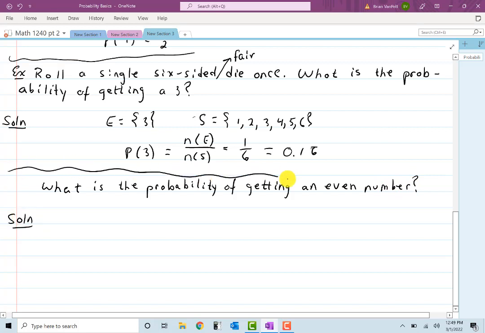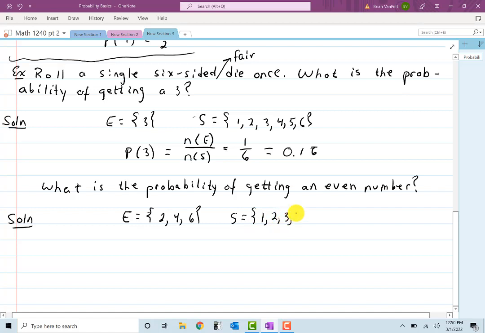So let me separate that from the previous one. Actually, you know what? Let me keep that in there because I do want it to be part of the same example. So to get the probability of an even number, let's take a look at our new event. The event this time will be 2, 4, and 6.